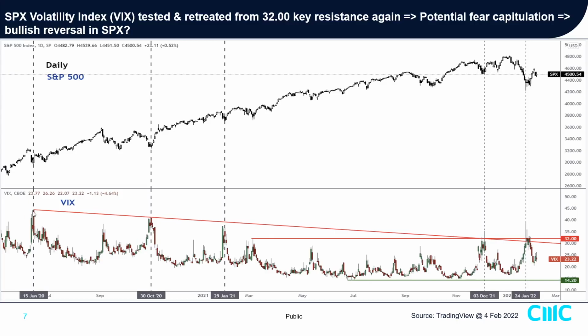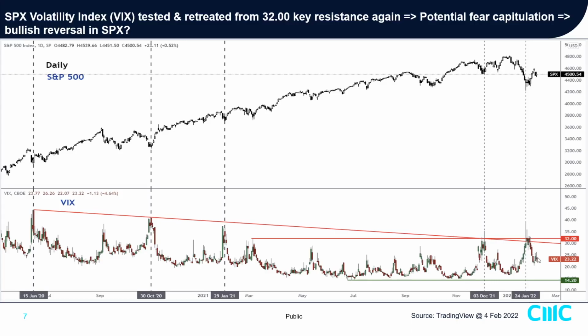I'll repeat again: on 15 June 2020, then you see again on 30th of October 2020, 29th of January 2021, and most recently 3rd December 2021, and on the 24th of January 2022. That was about 2 weeks ago. There you start to see the SPX shape a swift up move after the VIX hit the 32 level. So now the VIX has started to retreat down.